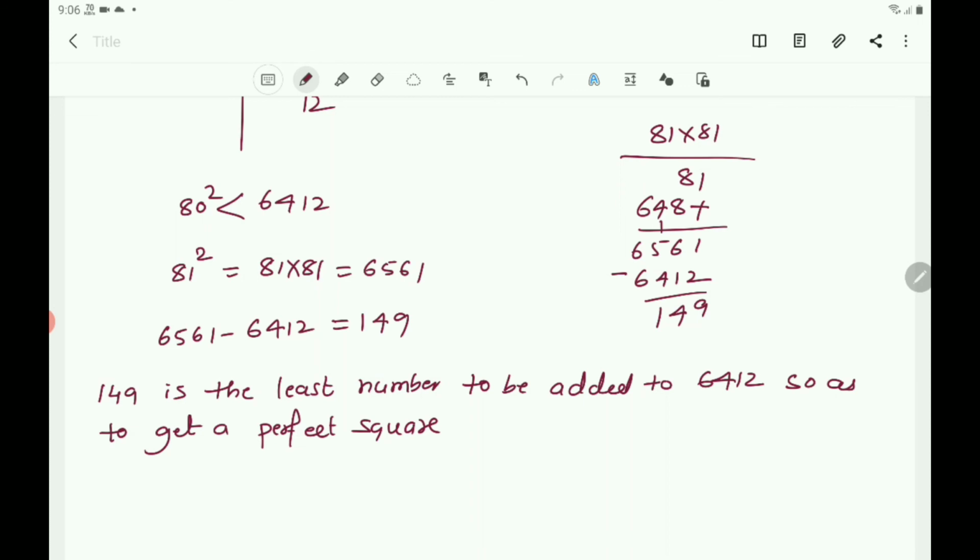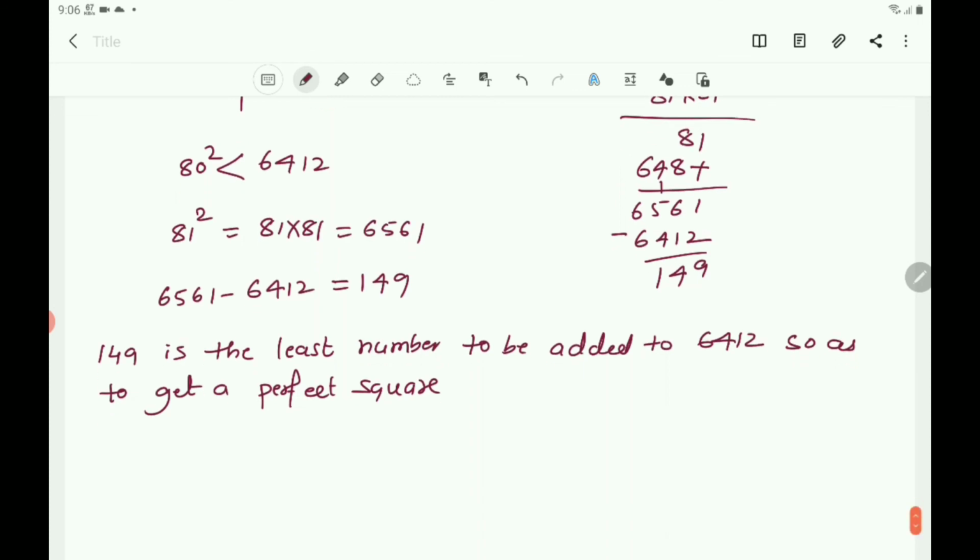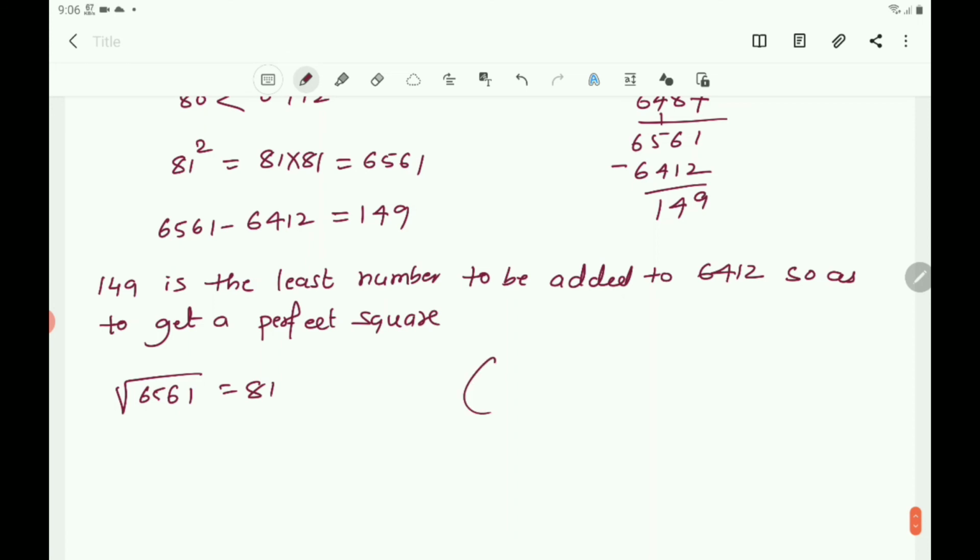Then what is the perfect square you are going to get? 6561. What is its root? Its root is 81. So here you take square root of 6561 equals 81. Then, right, because 81 square equals 6561, that implies square root of 6561 equals 81.